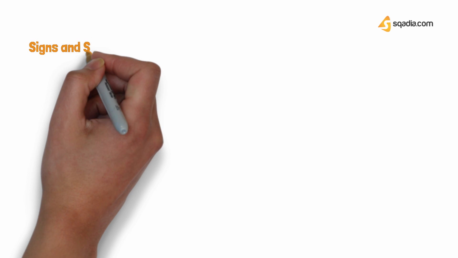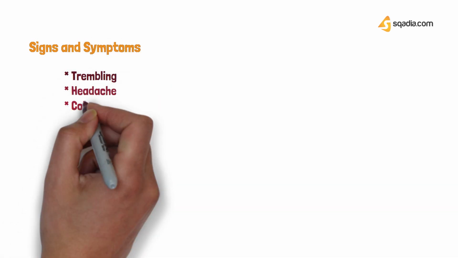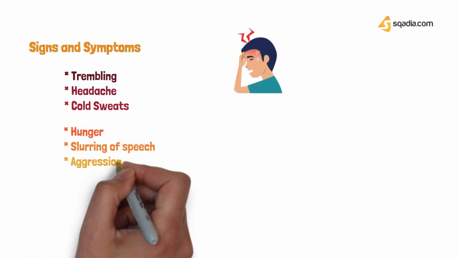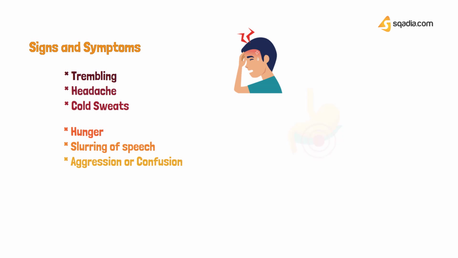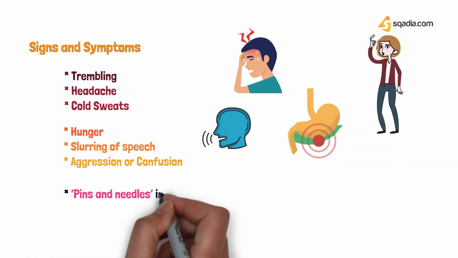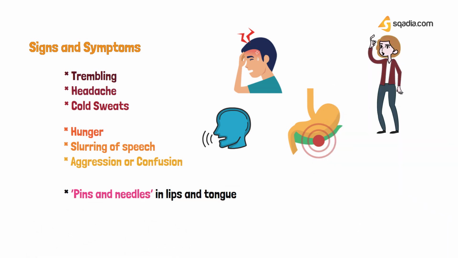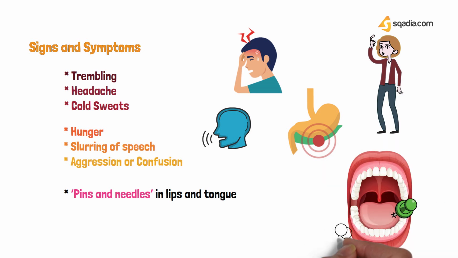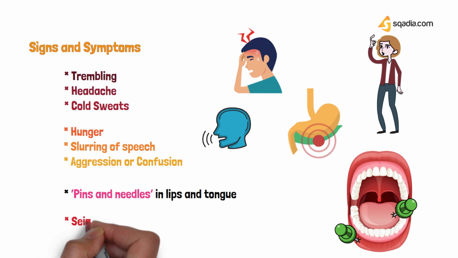Now, if a hypoglycemic attack occurs, the signs and symptoms include trembling, headache, and cold sweats. The patient may also experience hunger, slurring of speech, aggression, or the opposite, confusion. The patient may also experience a sensation of pins and needles in the lips and the tongue. And if it worsens, seizures and unconsciousness may occur.